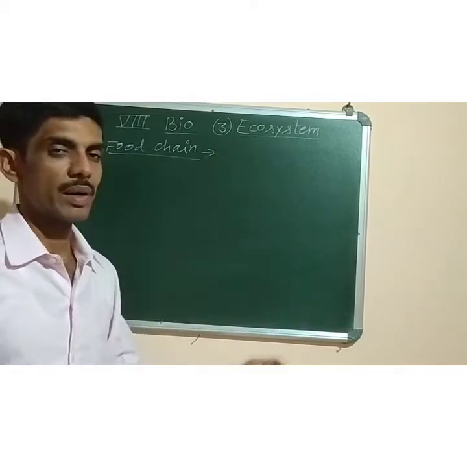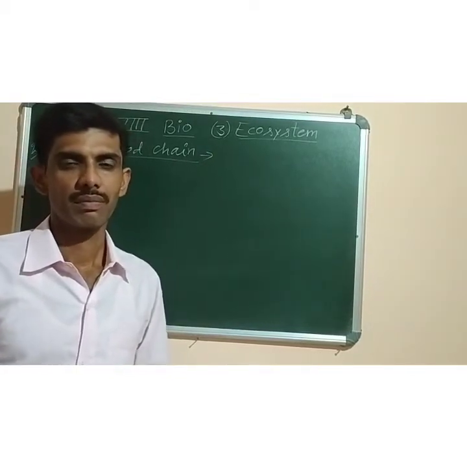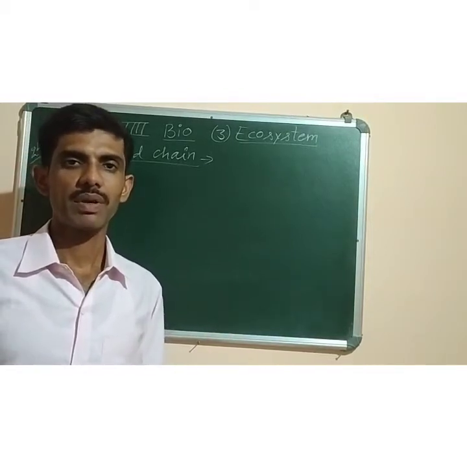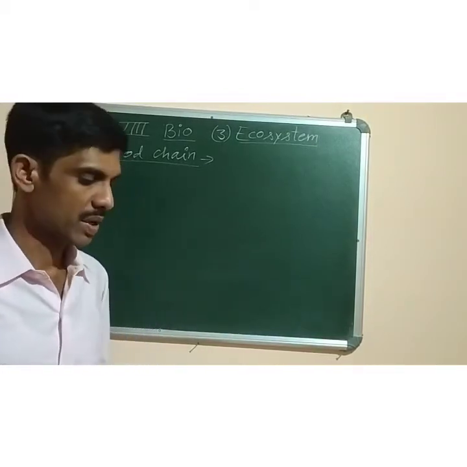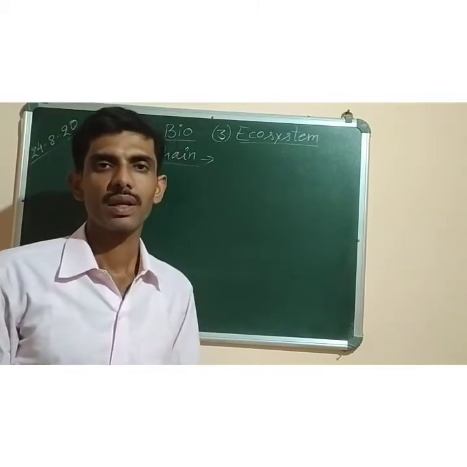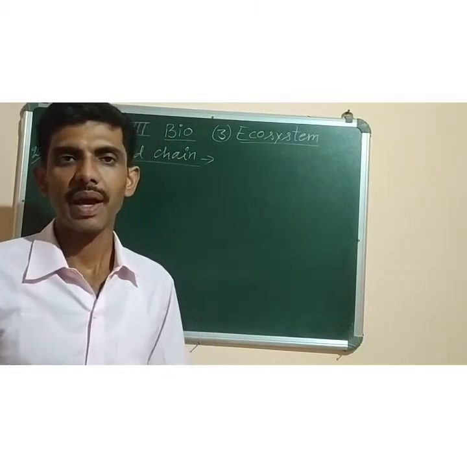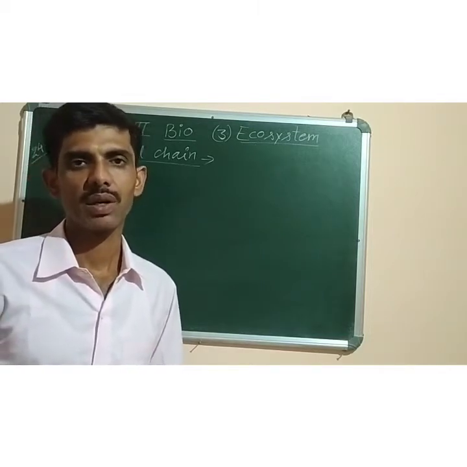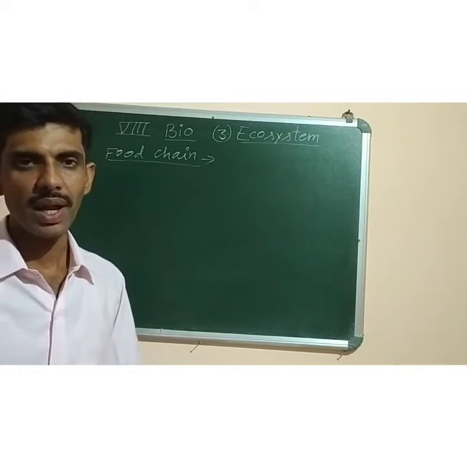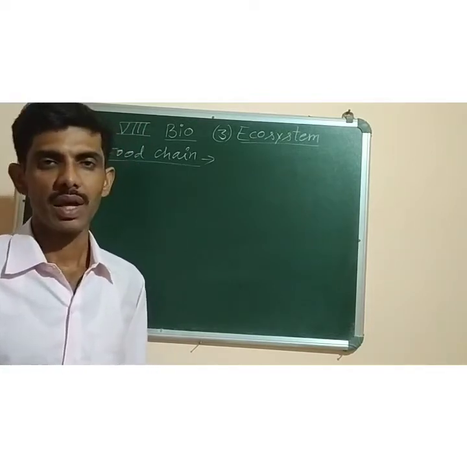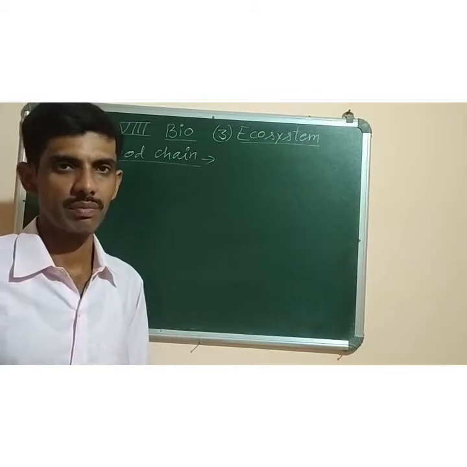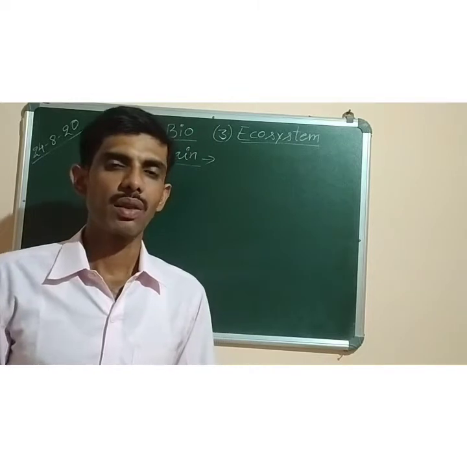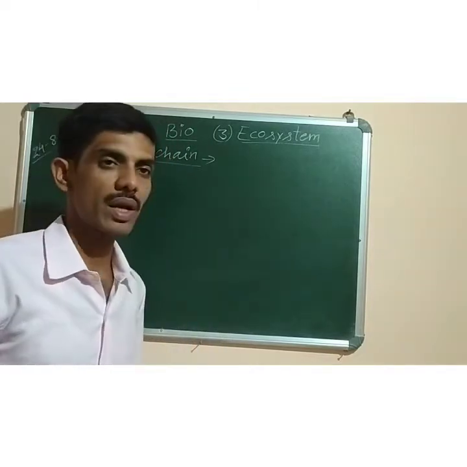We had already started chapter 3, ecosystem, and the definition of ecosystem I had already given. Ecosystem is a relationship between living organisms and their non-living environment, the way living organisms interact with other living organisms as well as their non-living environment. Then we studied the two components of ecosystem: the living parts are called biotic components, and the non-living parts are known as abiotic components.